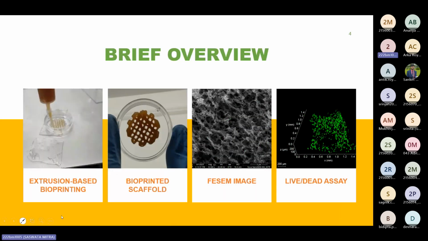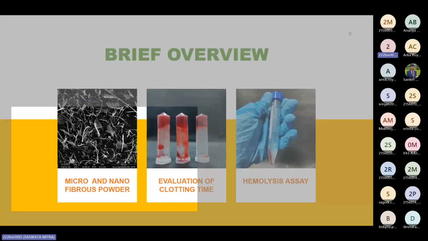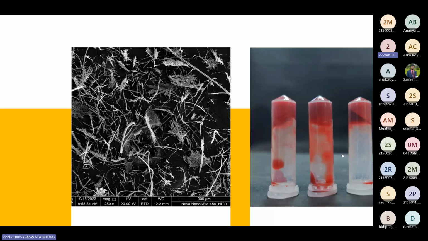So the next thing is the powder that I'm using. It is also an FESEM image. You can see there are fibers and powders, so it can trap blood very well. It has a good absorbance. It can absorb blood quite well. I think it can absorb 48 times more blood than its own weight.